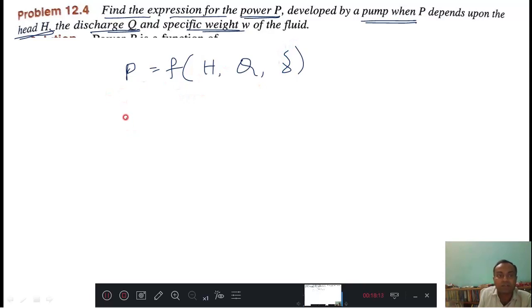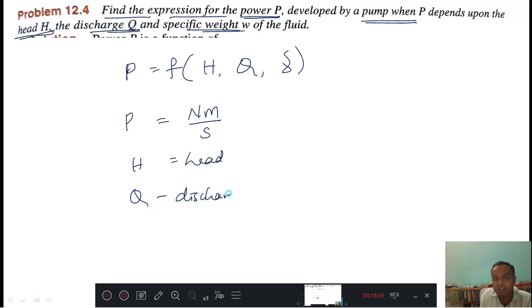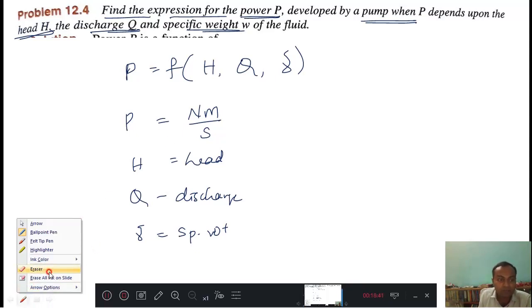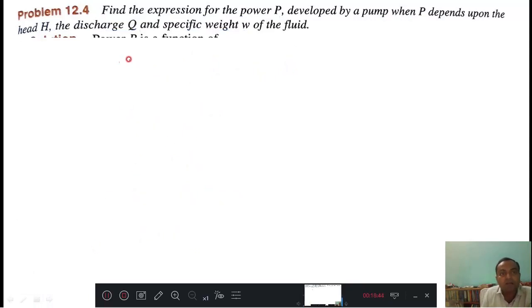First you write, the power is always Newton meter per second, and H is head and Q is discharge, and gamma is specific weight. I will solve it, don't worry. Okay, now you all know this one. Then first identify which is your left hand side, that is the power, and right hand side is a function of H, Q, gamma.